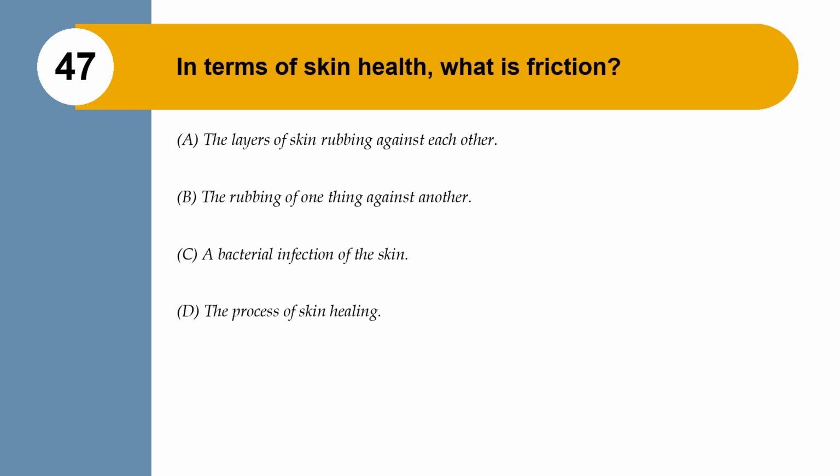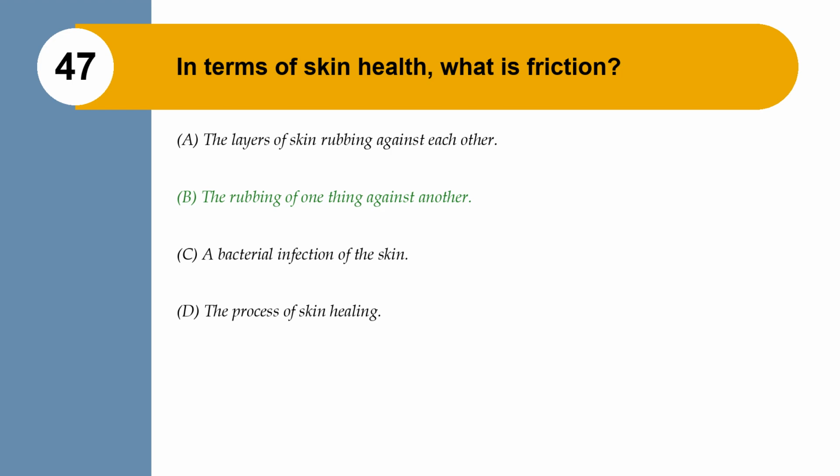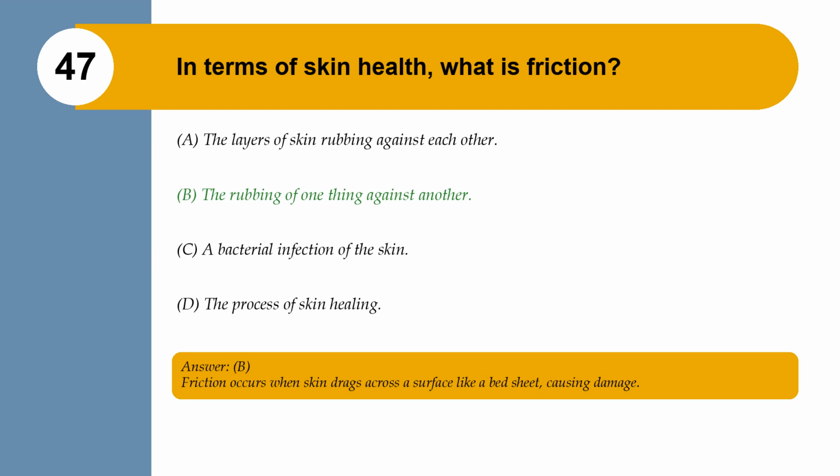Question 47. In terms of skin health, what is friction? Option A. The layers of skin rubbing against each other. Option B. The rubbing of one thing against another. Option C. A bacterial infection of the skin. Option D. The process of skin healing. The correct answer is option B. The rubbing of one thing against another. Explanation. Friction occurs when skin drags across a surface like a bed sheet, causing damage.